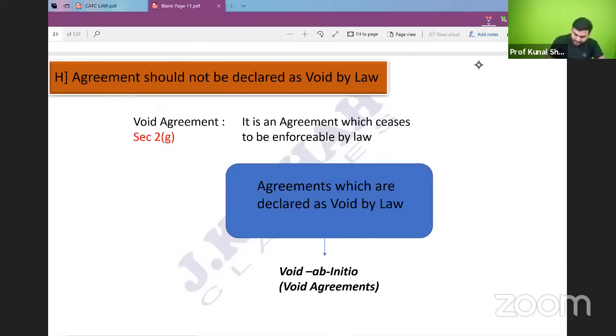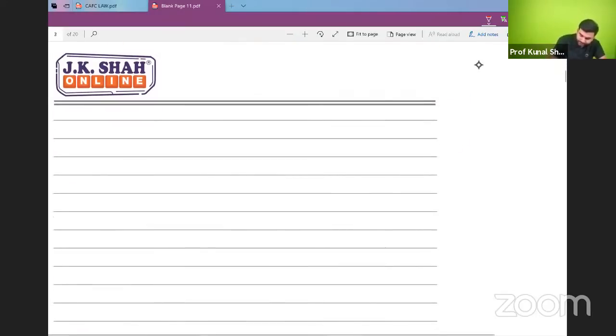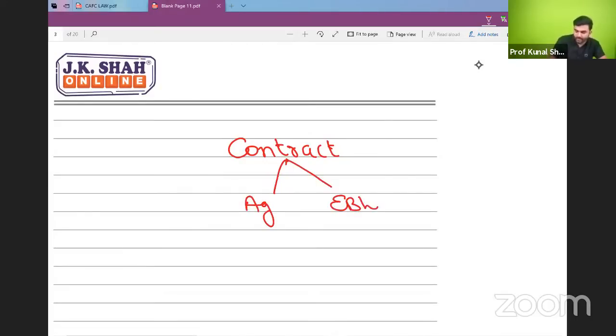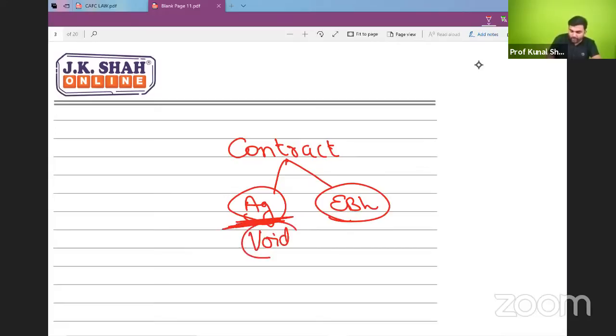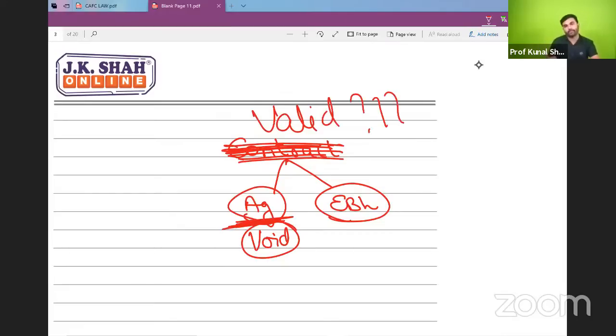See, can I say inside every contract, there is an agreement which is enforceable by law. Any agreement enforceable by law is a contract. Now, if I say that this is an agreement declared as void by law, when the agreement itself is void, there won't be a contract. And when there is no contract, how can there be a valid contract?